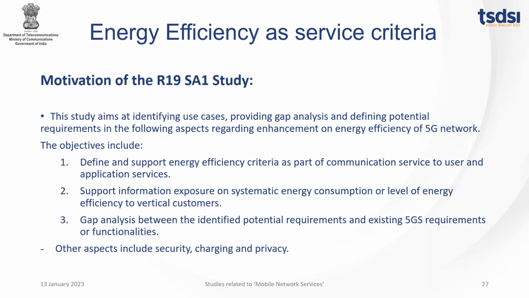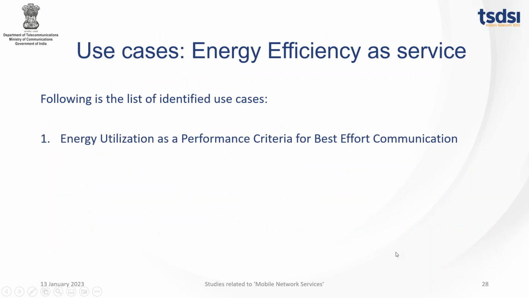Now let's start looking at the use cases which have been identified in this study so far, right? So the first use case is energy utilization as a performance criteria for best effort communication. Now this best effort communication is an important type of traffic where the energy efficiency policy, for example, the maximum amount of energy to be utilized, could be applied without conflict with its guidance. So best effort traffic is the type of traffic that provides the service to customers, where everything else being equal, there is no QoS implication that the network needs to abide by certain latency or certain throughput. So this is the easiest form of communication which has been targeted first.